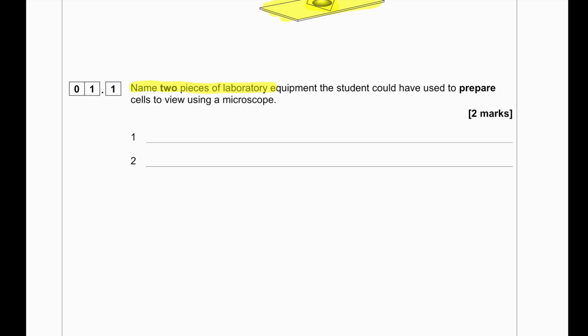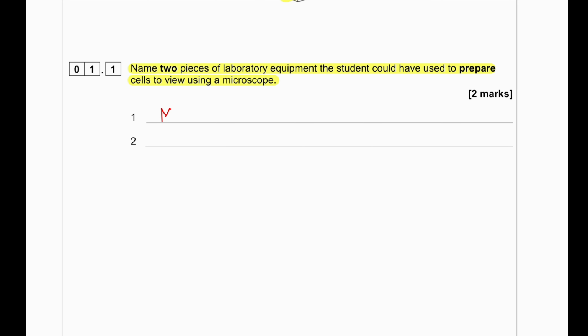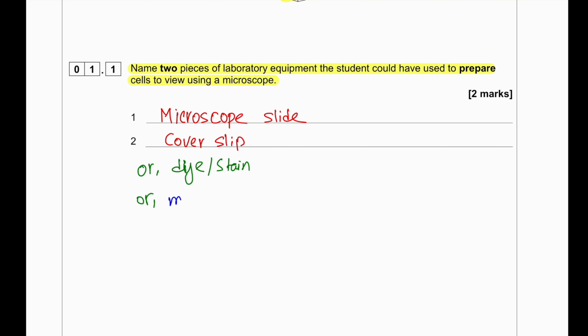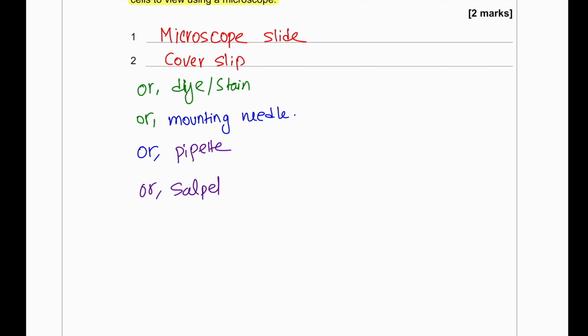Name two pieces of laboratory equipment that the student could have used to prepare cells to view using a microscope. So we can name microscope slide, cover slip, which is already shown in the picture, but other than that the student may have used dye, a mounting needle, then a dropper or a pipette to put the dye in that particular place, a scalpel to cut that particular sample, or forceps so that the student can hold that particular sample while cutting it with the scalpel. All of these are possible answers.